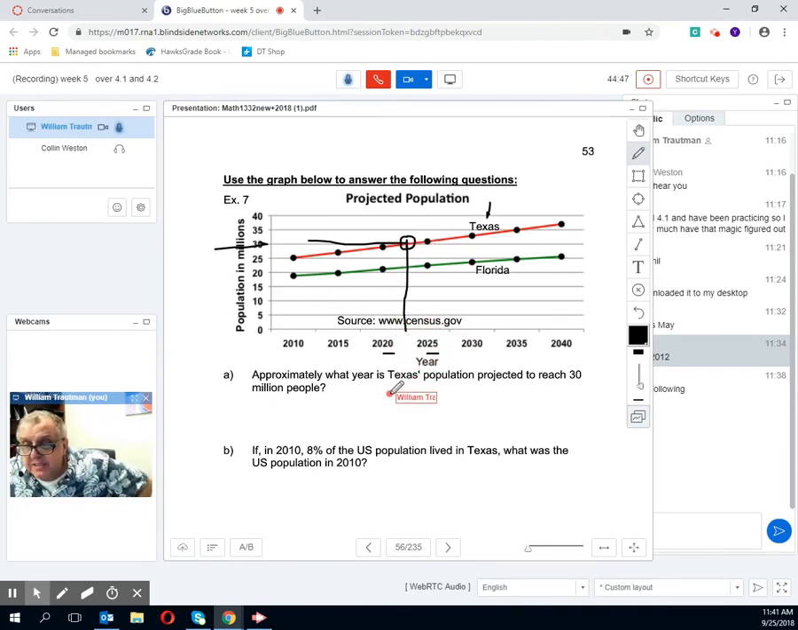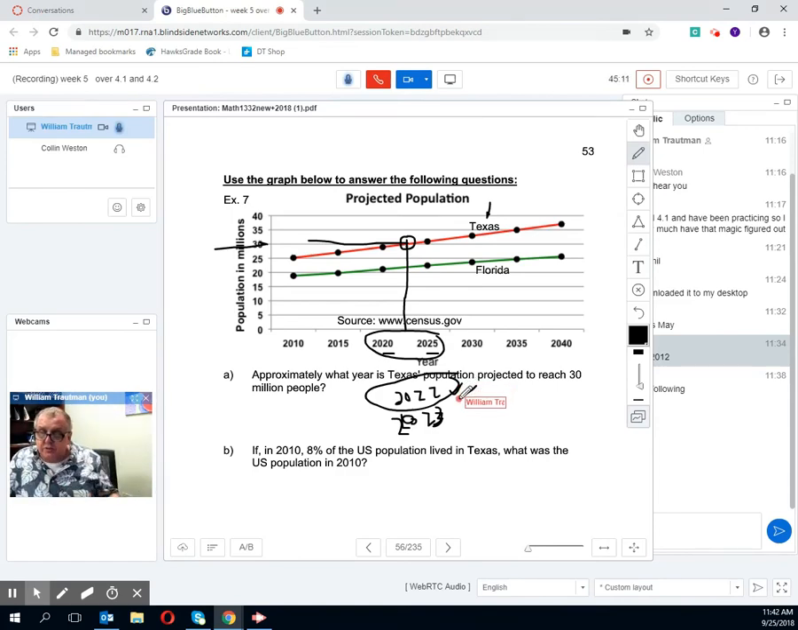So I'm going to say somewhere around 2022, maybe 2023. Do you see? It's right between these two. So I would say it's 2022. It could be 2023, but I think it's 2022. So that's kind of iffy because it could go right down. So let me clear this.